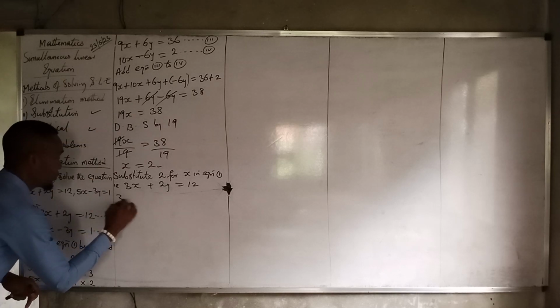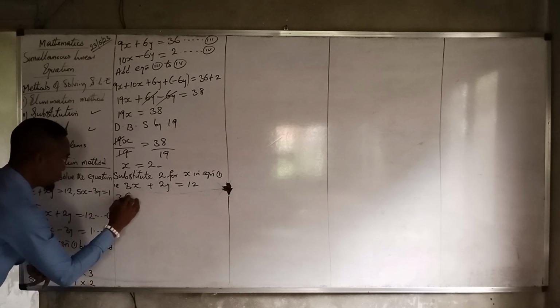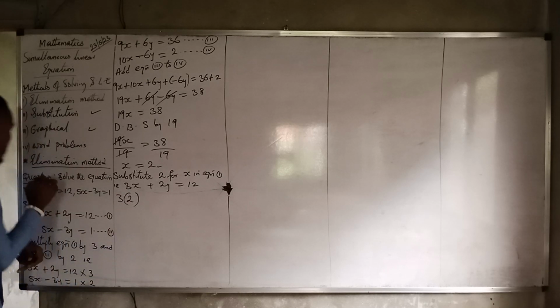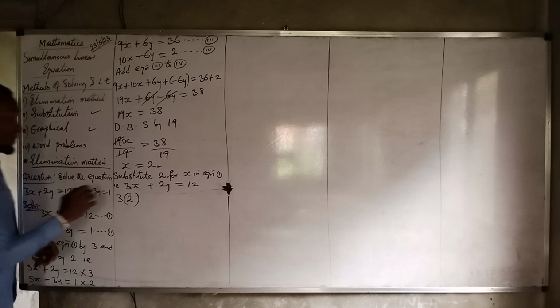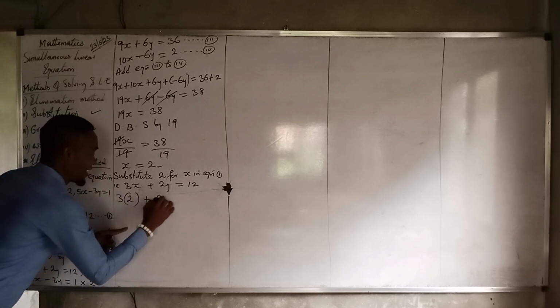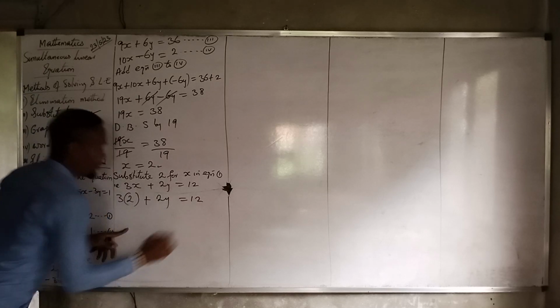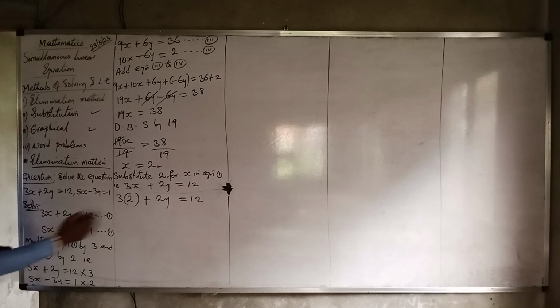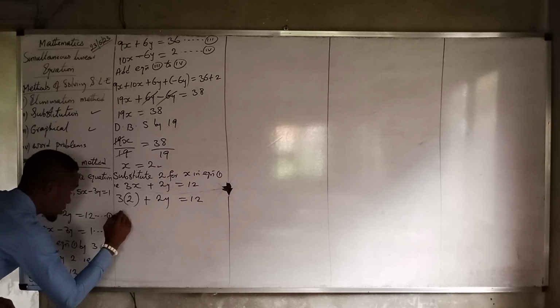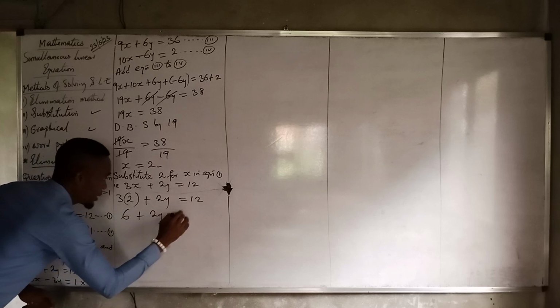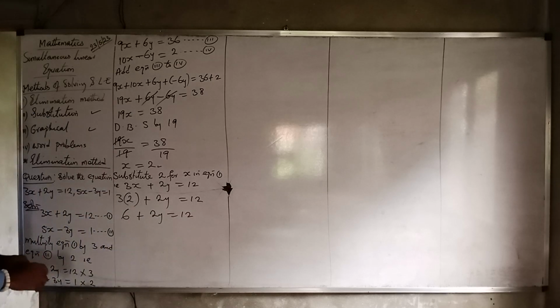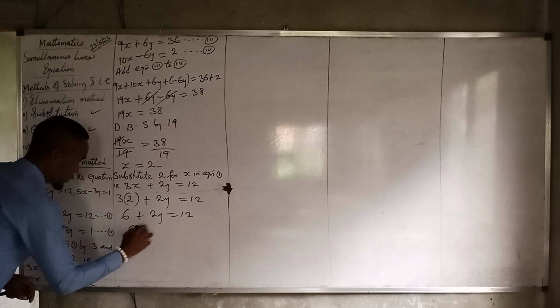Now, so I mean what? 3 bracket, instead of x, I put what? 2. Do you understand me? Do you understand? Now plus 2y equals what? 12. So 3 times 2 is what? 6 plus 2y equals what? 12, right? What should I do here?